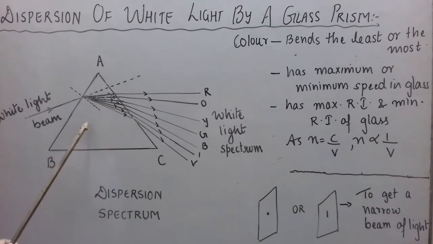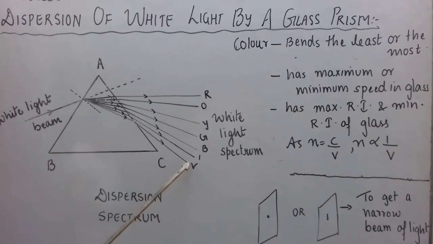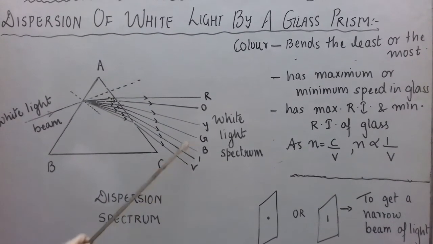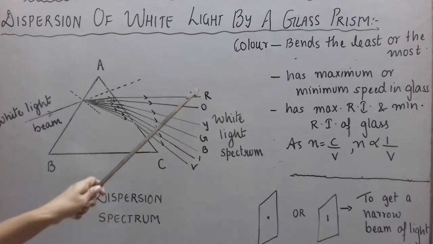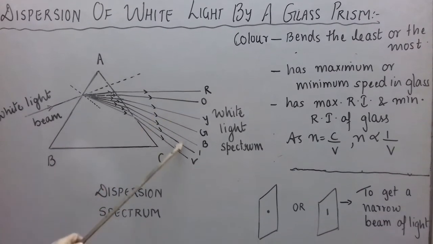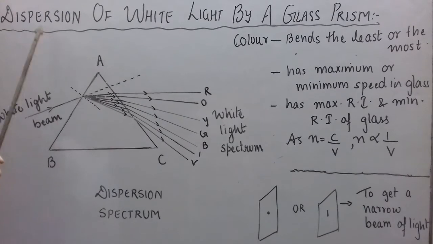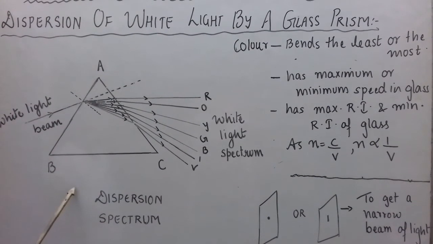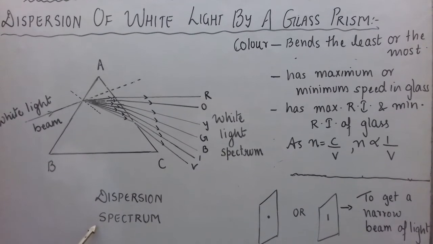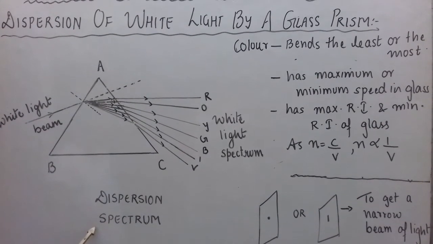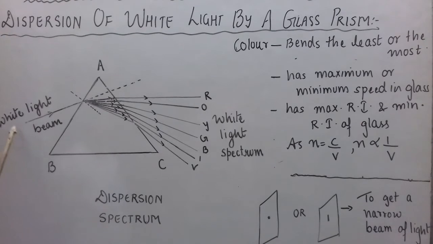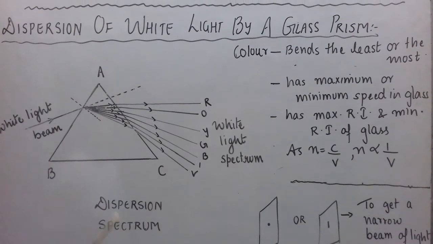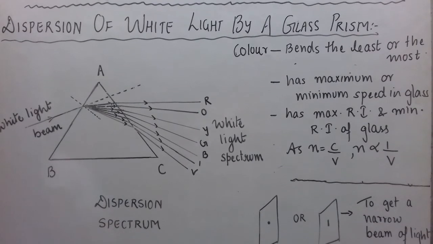So be very careful. And remember the sequence. V is lying at the bottom here. So VIBGYOR, violet at the bottom, red above. I hope you know the definition of dispersion, splitting of white light into different colored components. Spectrum, the band of different colors or 7 colors obtained after the dispersion of white light takes place is called spectrum. So I hope this dispersion topic is clear to you.